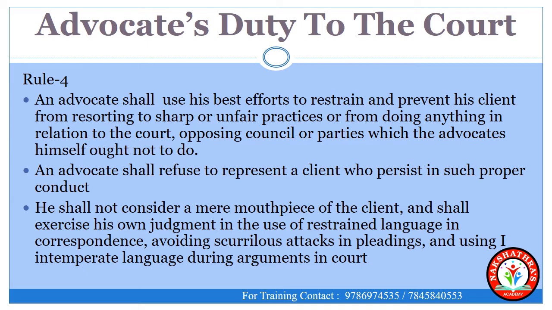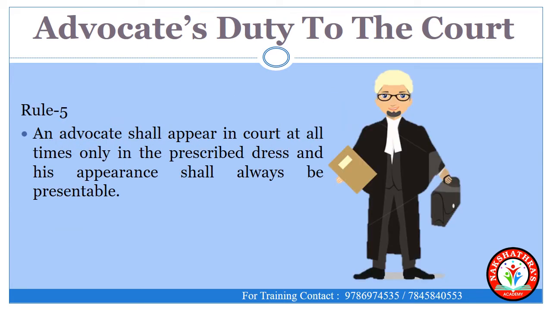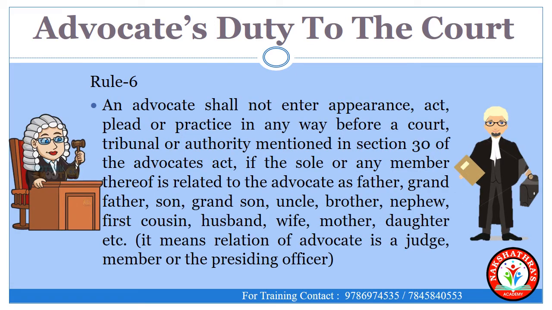The language which they use is also very important during the course of argument in the court. Rule number 5 says that an advocate should appear in court in the prescribed dress code. Like they have to wear the band, the coat, the black gown, the black coat, and the white shirt. So whatever is the prescribed dress, the advocate has to appear in court in that prescribed dress.